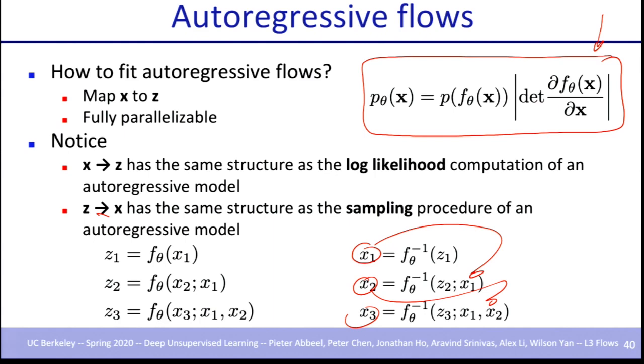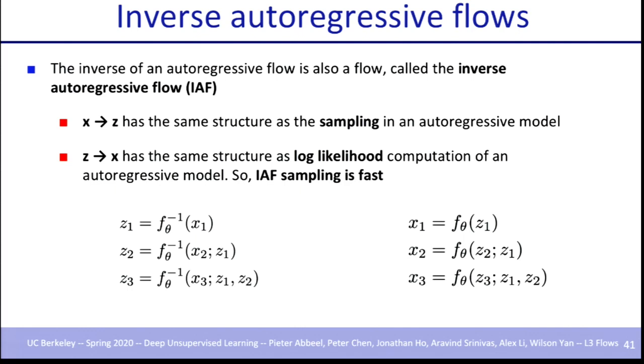Well, here, because things are invertible, we can set it up the other way around. We can say, instead of thinking of it as mapping from x to z, why don't we train a mapping that goes from z to x and make it work out that way? So what does that mean? z1 is going to be f theta inverse of x1, okay?